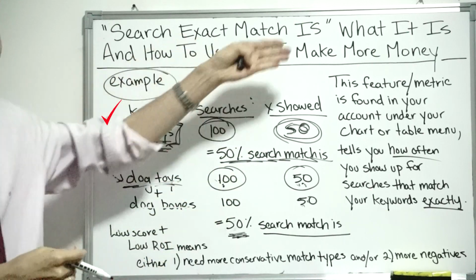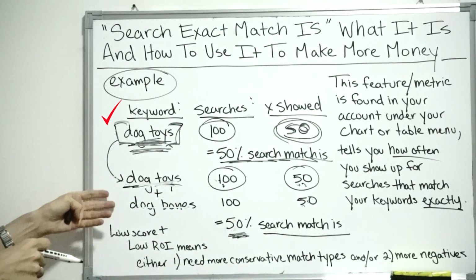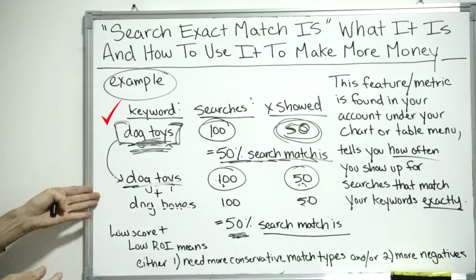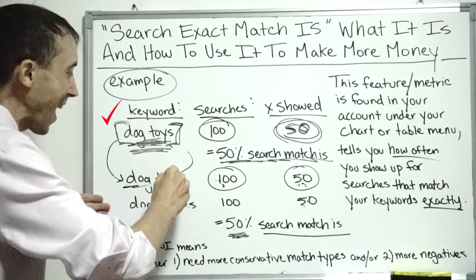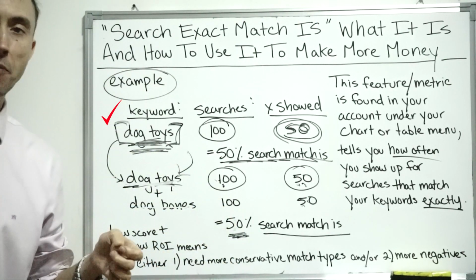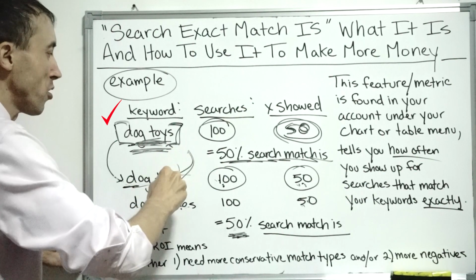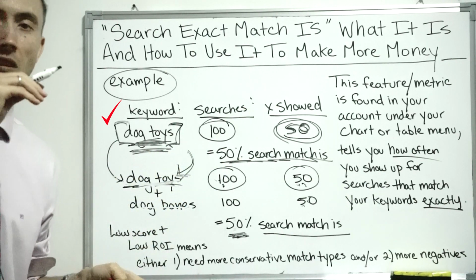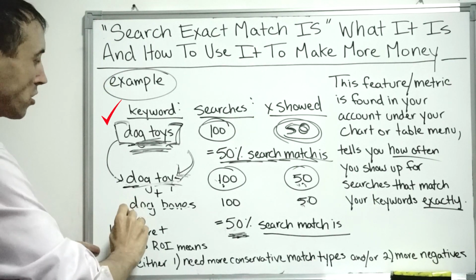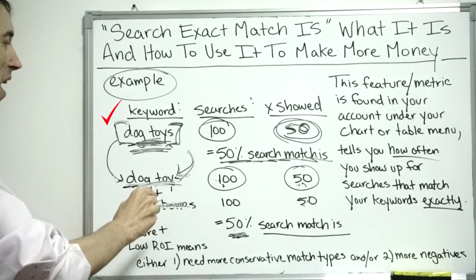Where search exact match comes in and helps you, and why it's even there in the first place, is it'll let you see how many times out of 100 searches you show up for searches that exactly match what the keyword is. Not all the other stuff that you show up for having that keyword, but only for searches that exactly match that keyword by itself. If that makes sense. So it doesn't matter that you show up for dog bones and all this other stuff when you're bidding on dog toys in broad match.